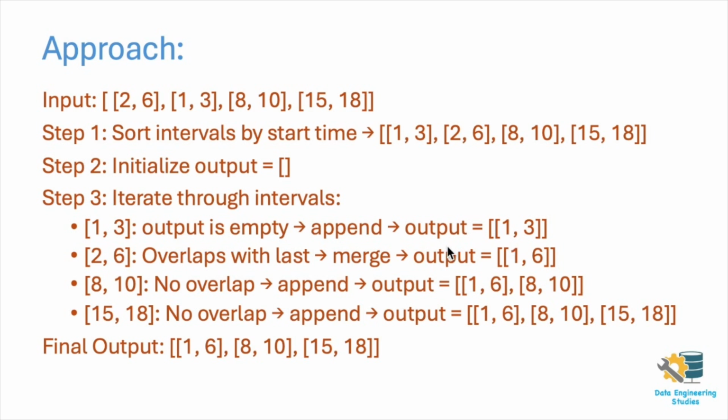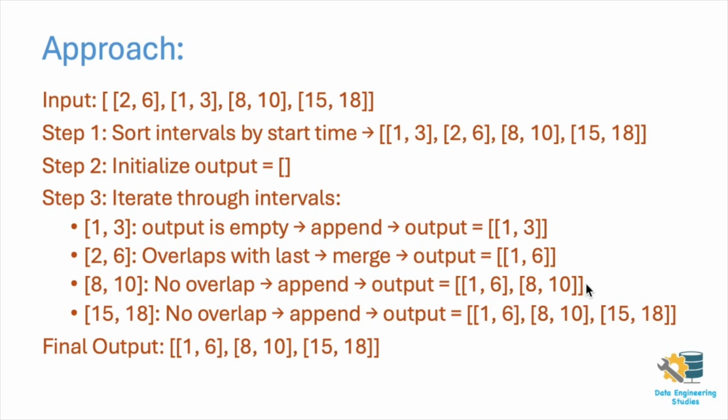In our case, if you see the end time of the output and the start time of the new interval, it is an overlapping interval. We will change the last element of our output to 6. Our next interval is 8, 10. We will compare the end time of our output with the start time of the new interval. It is not overlapping, so we will do an append. So our new output will be 1, 6 and 8, 10.